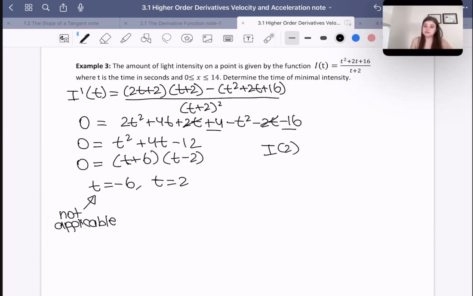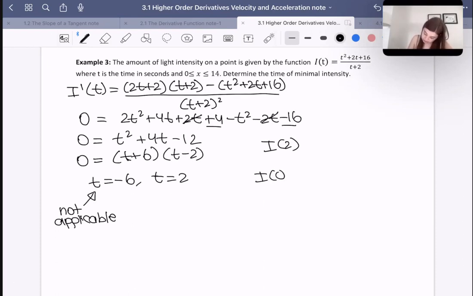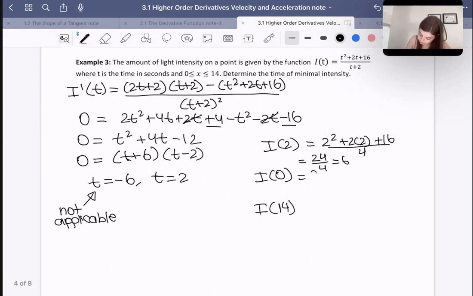So we only need to check I of 2 and also the endpoints: I of 2, I of 0, and I of 14. So the endpoints and also the extreme value that we found. I of 2 is going to be 2 squared plus 2 times 2 plus 16, over 4, which is 4 plus 4 plus 16, so 24 over 4, which is 6. I of 0 is just going to be 16 over 2, which is 8, because we can just ignore everything with t and only look at the constants for that one.